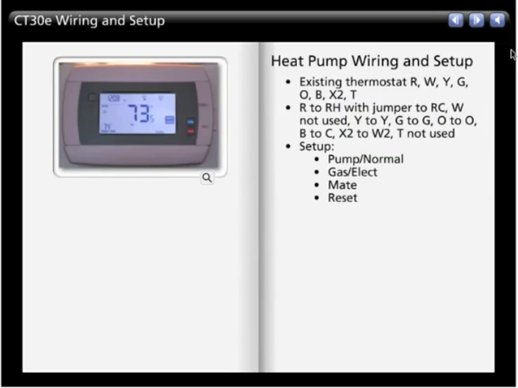Heat pump wiring and setup. Existing thermostat RWY-GOB-X2T. R to RH with jumper to RC. W is not used. Y to Y. G to G. O to O. B to C, X2 to W2, and remember, T is not used. For setup, pump normal, gas electric, mate, reset.